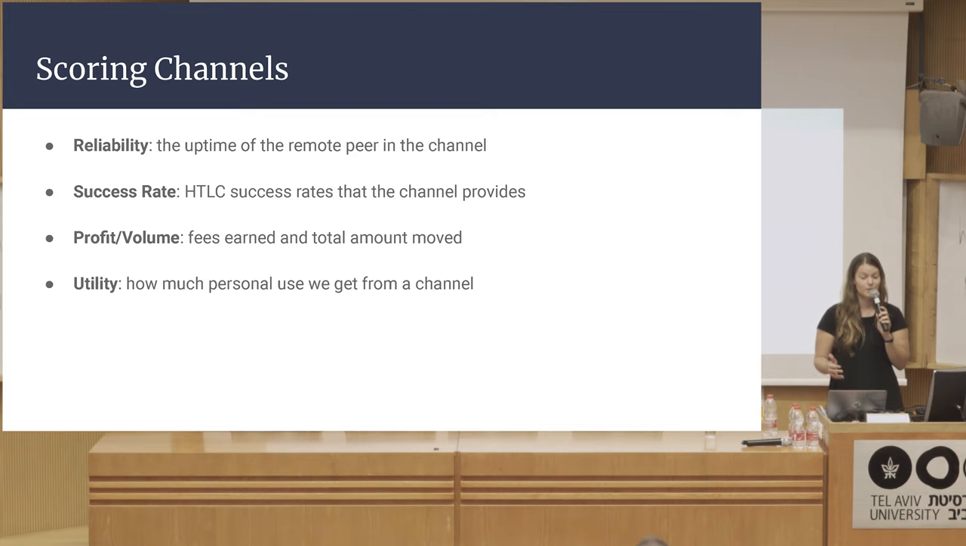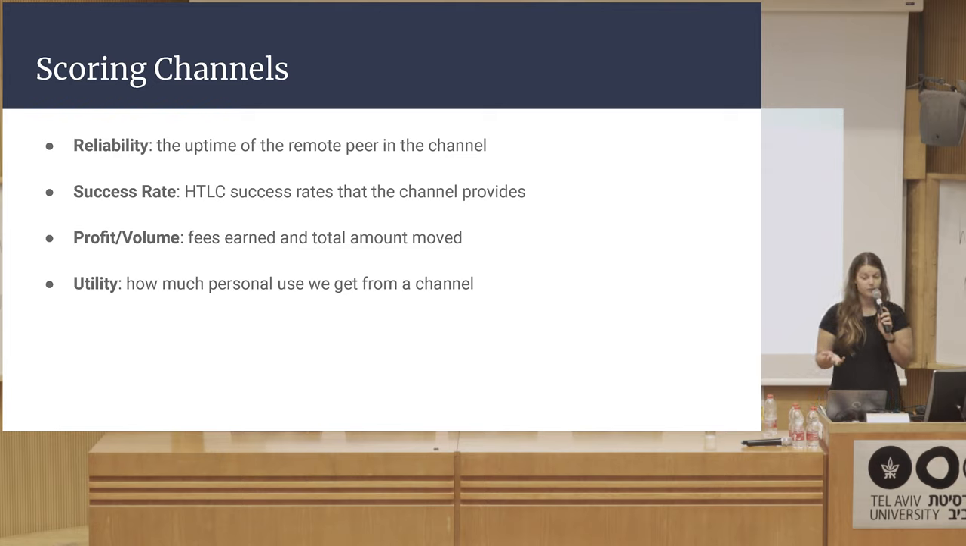So what I worked on this summer was a system of scoring channels, which would hopefully eventually inform autopilot as to when we're going to make the decision to close the channel. And I looked at four dimensions. The first was reliability, which is the uptime of the remote peer in your channel, because if they're not online, you can't do anything with that channel. The next was success rate, so the number of successes that the HTLCs you route through that channel have versus the number of failures. This one is also a bit iffy, because obviously the failures can be further down the line. However, if that node is connected to one specific channel which keeps failing, by association, you might want to close this channel if it's not serving you well.